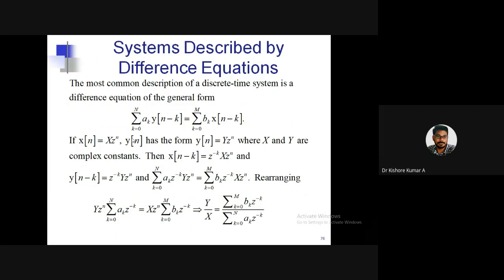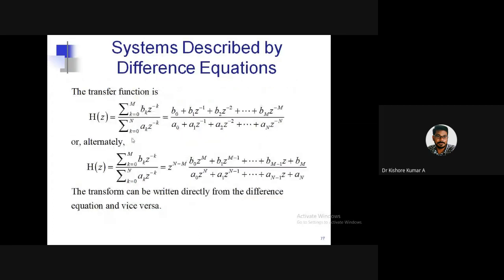So these are all the systems described by the difference equations. With the help of complex exponentials we can perform this. We can write the difference equations for the discrete time system descriptions. Then we can obtain the transfer functions and transform the difference equations for the discrete time systems.